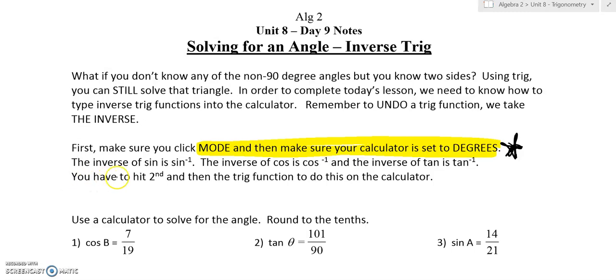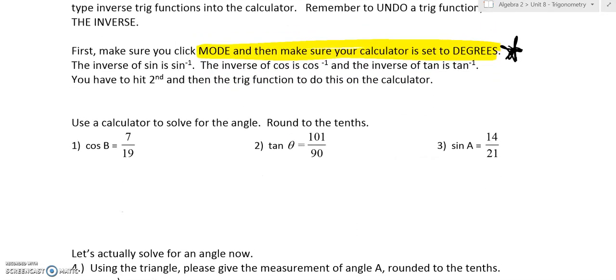Keep reading here. The inverse of sine is sine inverse. With this little -1 symbol, that tells us that we're in inverse mode. The inverse of cosine, the inverse of tangent, they all look the same with that little -1 symbol. That's the inverse symbol on the top. In order to get that to come up on your calculator, you hit second and then the trig function to type this in. Again, I'll give you the steps. I'll help you type it in a second when we do these next 3 problems.